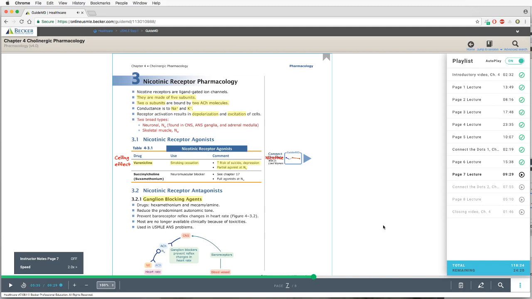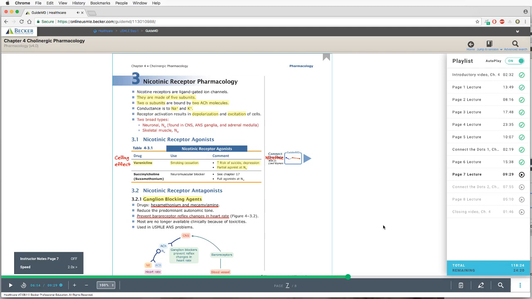But these drugs have commonly been on my Step 1. They are the drugs hexamethonium and mecamylamine. Why are they on the exam? Possibly to help you understand what would happen if you shut down the autonomic nervous system. My favorite is the third bullet point. Ganglionic blockers are found on Step 1 because, in theory, they prevent all baroreceptor reflex changes in heart rate. Remember, they're not used clinically because of toxicity, but they will be used on USMLE for ANS problems.